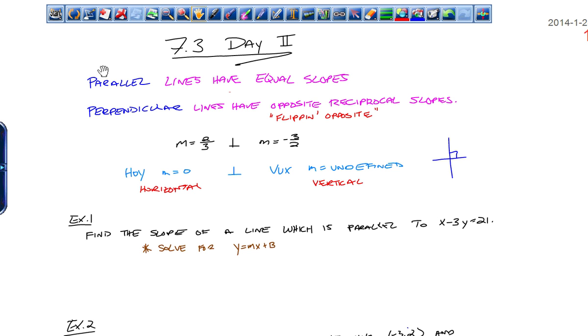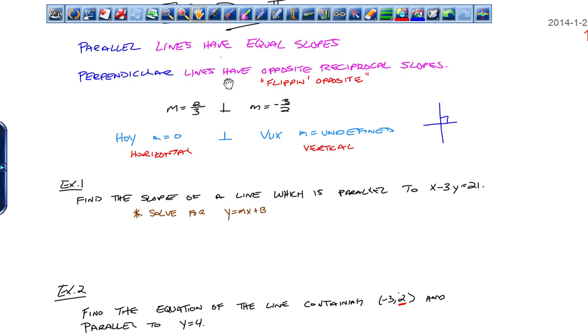So parallel lines have equal slopes. Perpendicular lines have flipping opposites or negative reciprocals. Horizontal and vertical lines are also perpendicular, even though their slopes really aren't those flipping opposites. You know, one is 0, the other one's undefined. Normally we'll have something like this, 2/3 and -3/2. Let's go ahead and jump into the examples.